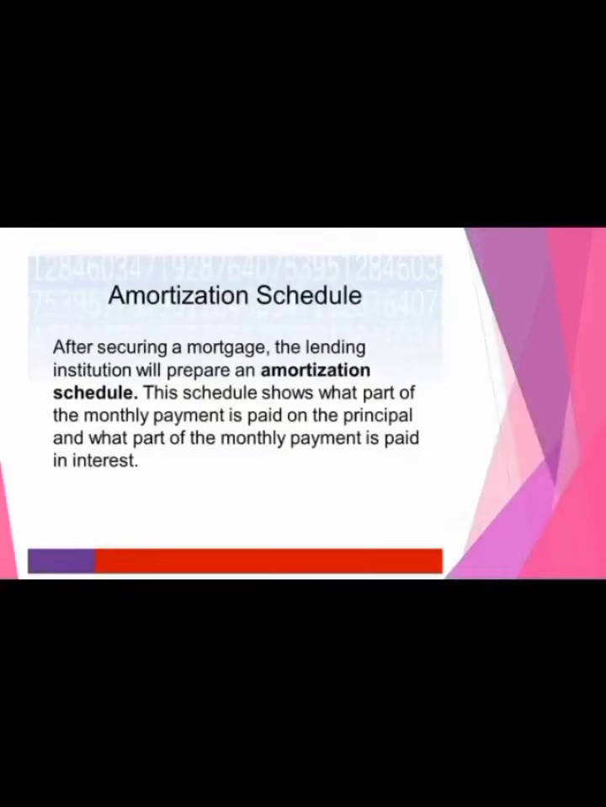So for continuation, amortization schedule. After securing a mortgage, the lending institution will prepare an amortization schedule. This schedule shows what part of the monthly payment is paid on the principal and what part of the monthly payment is paid in interest.